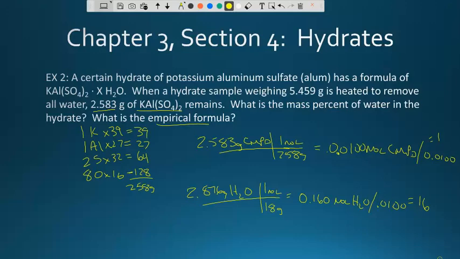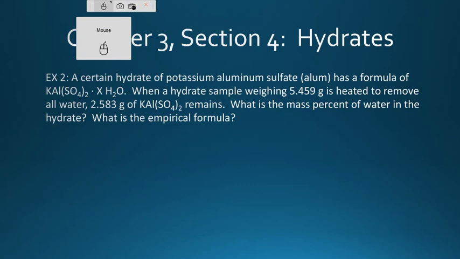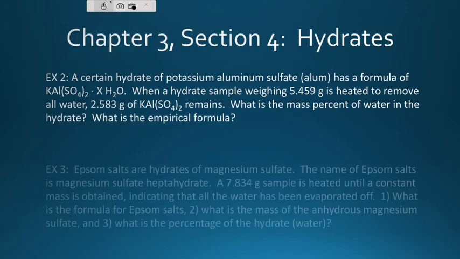And so what's the empirical formula of the entire compound? The empirical formula for the entire compound is one of these for every 16 moles of water. There we go. And you don't have to be able to name that one. It's just 16 waters in that one because that goes beyond our base 10 units. Okay, so that's the first one.